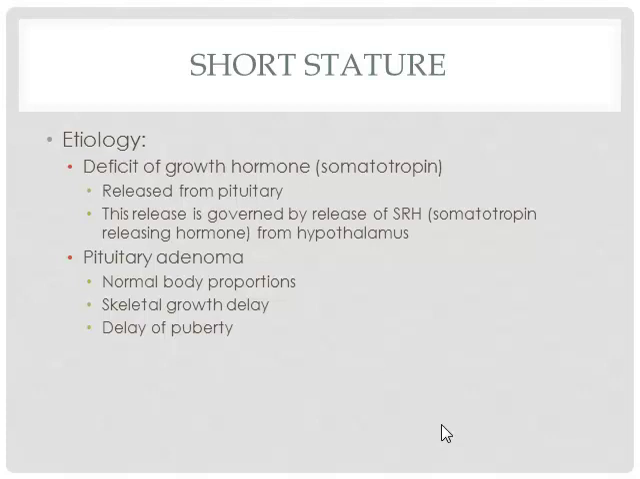Specifically, growth hormone is known as somatotropin. It's released from the pituitary, and this release is then governed by somatotropin-releasing hormone from the hypothalamus. One of the causes might be a pituitary adenoma, and that will result in normal body proportions, but delayed skeletal growth and a delay of puberty.